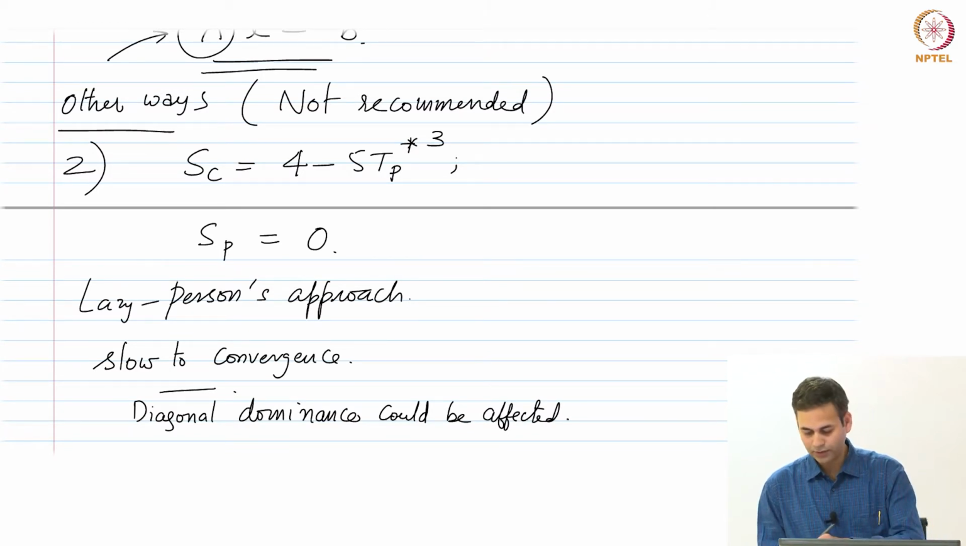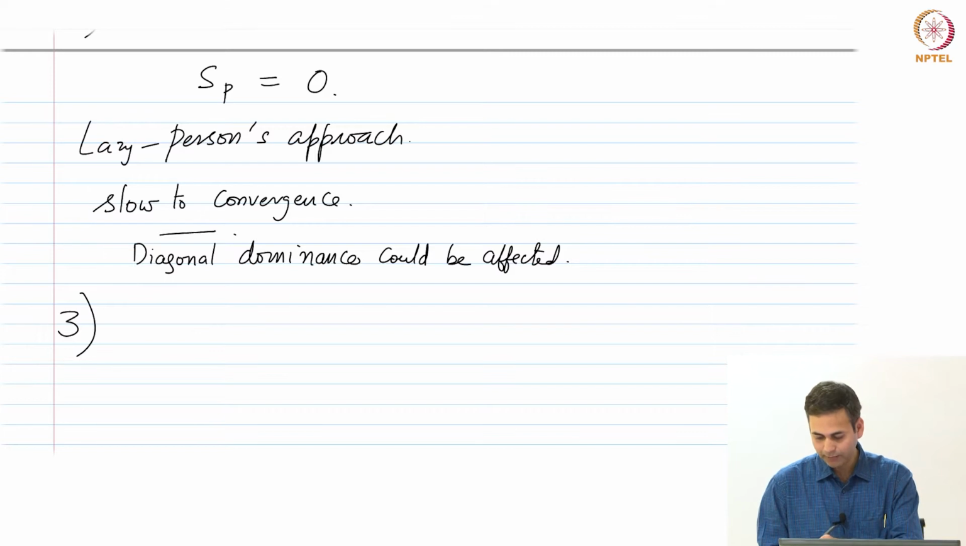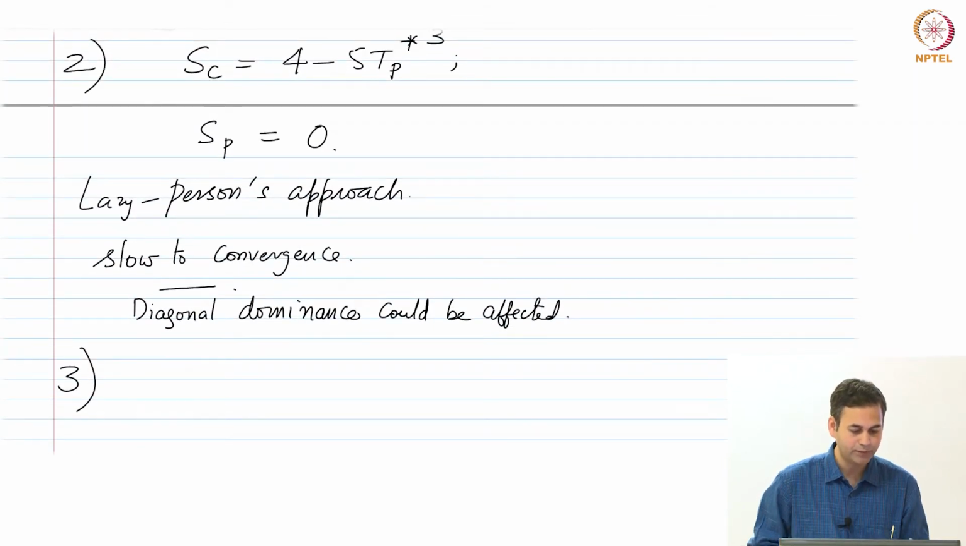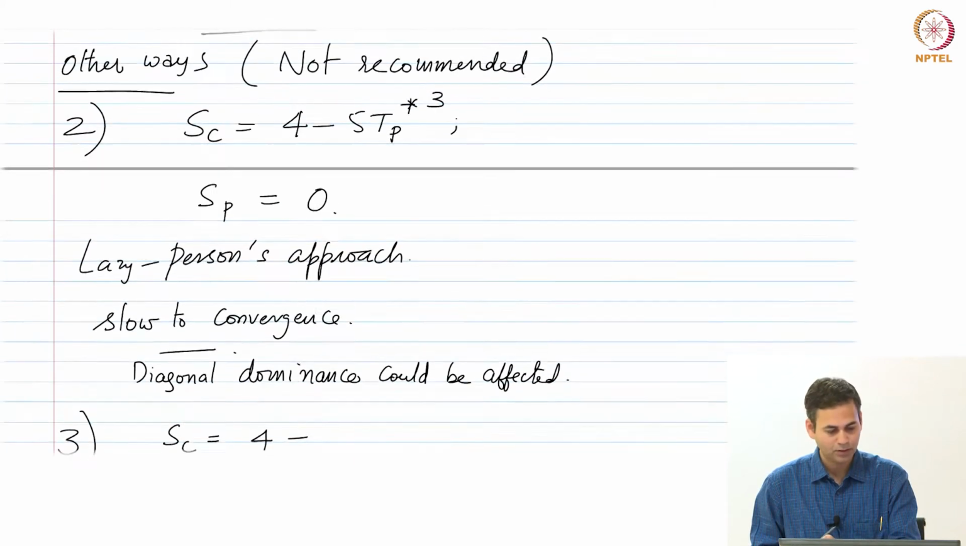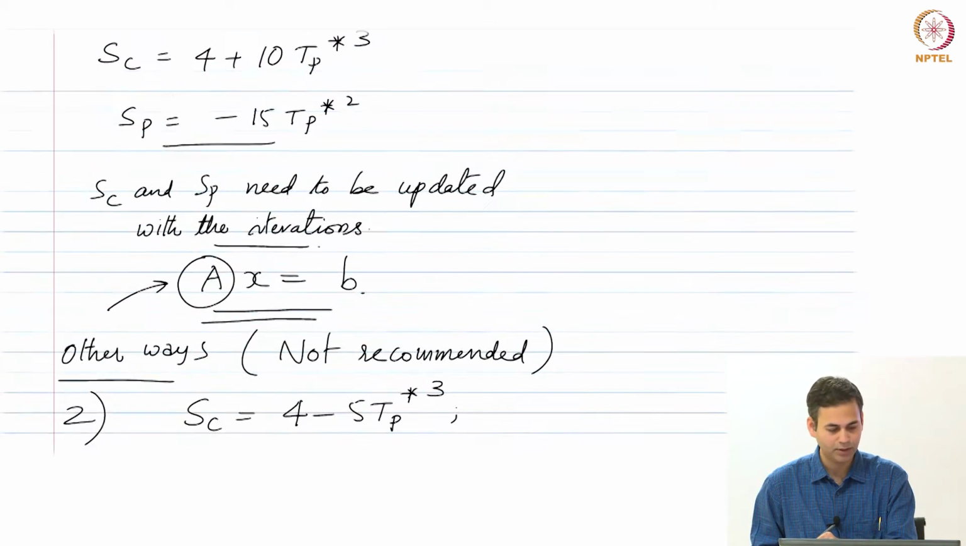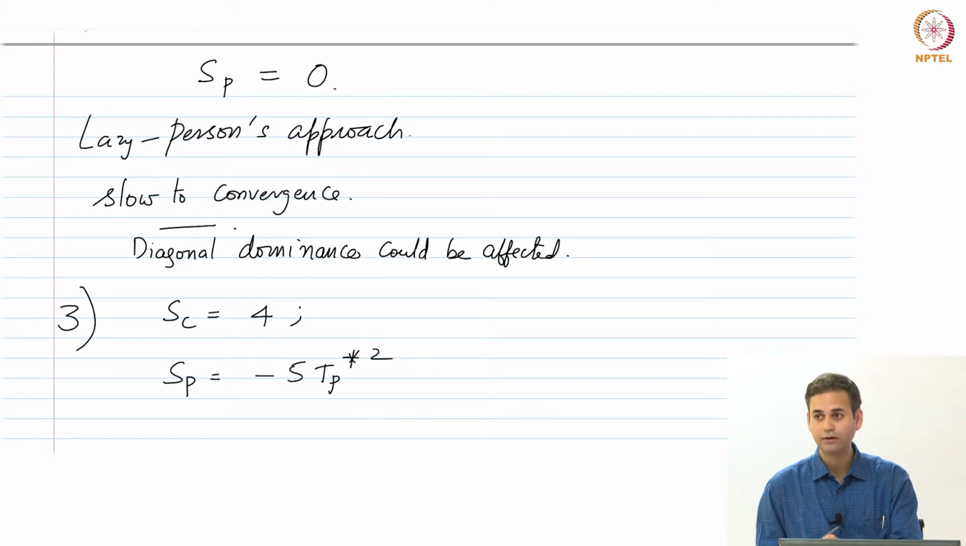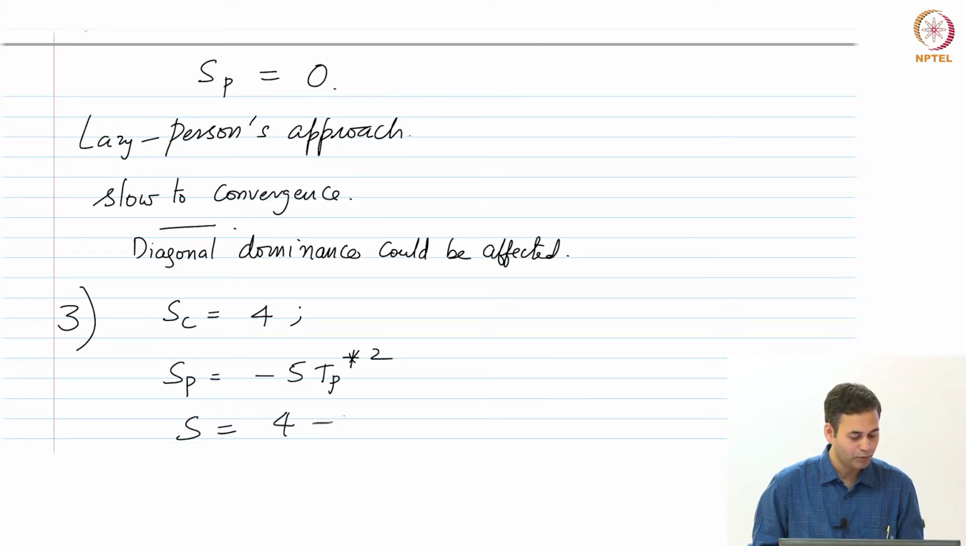All right. Then, of course, there are several different ways. Another way to look at it is basically S minus 4 5 Tp star cube. So I can say SC equals 4 minus, let us say, what we have is plus 10 and minus 15, right. So I can also say SC equals 4 and SP equals minus 5 Tp star square. Can I say this? Right, essentially that means my S equals 4 minus 5 Tp star square times Tp, right.